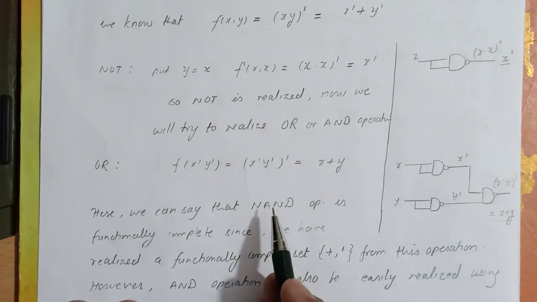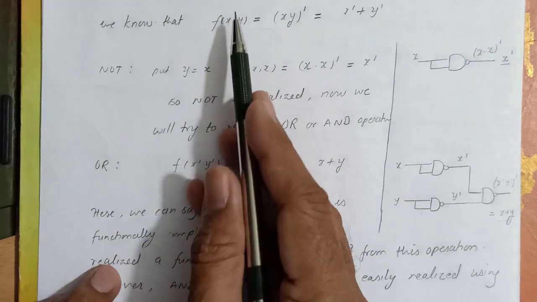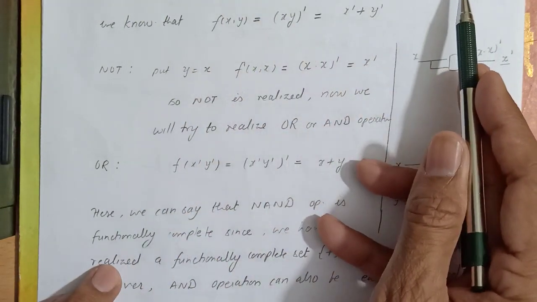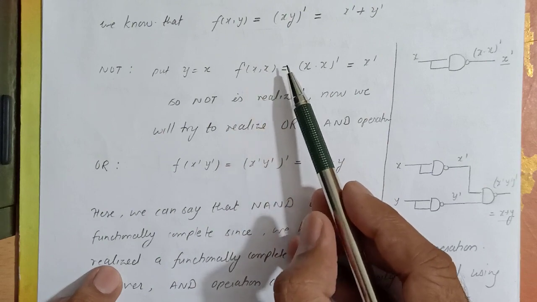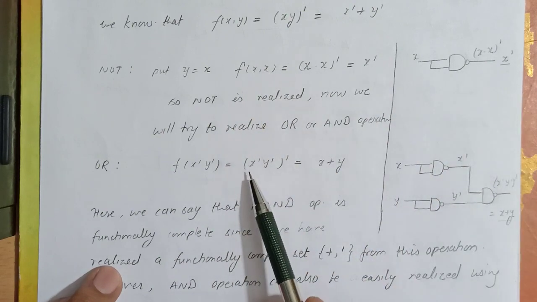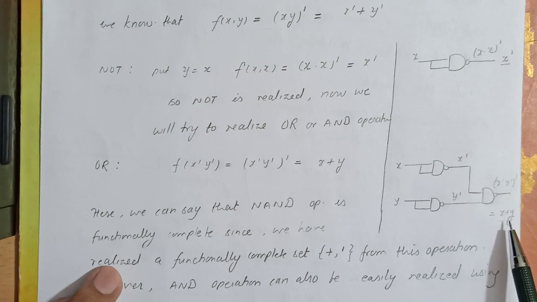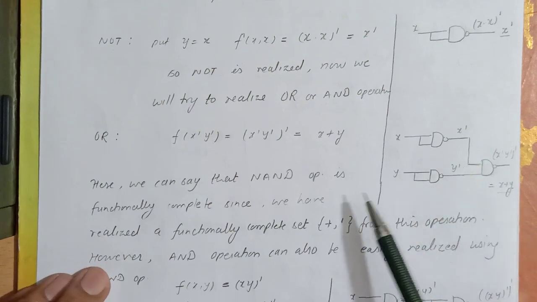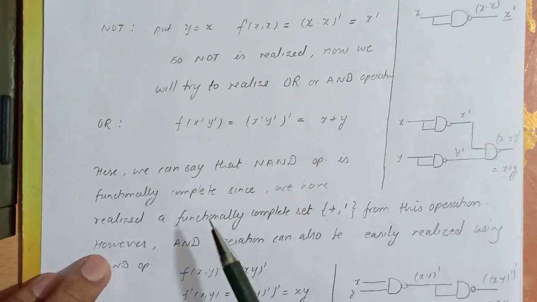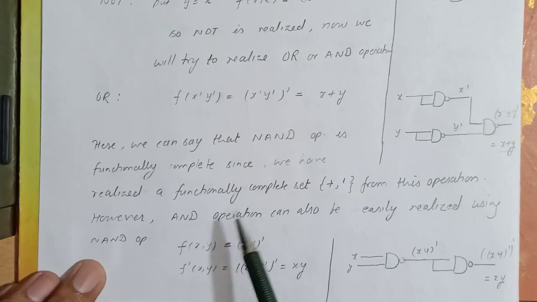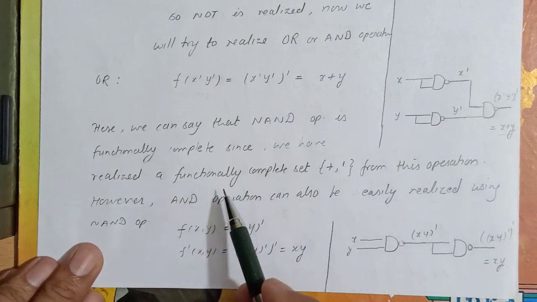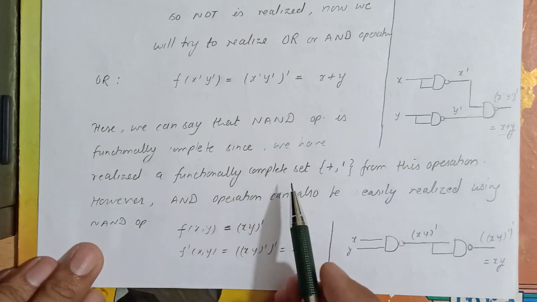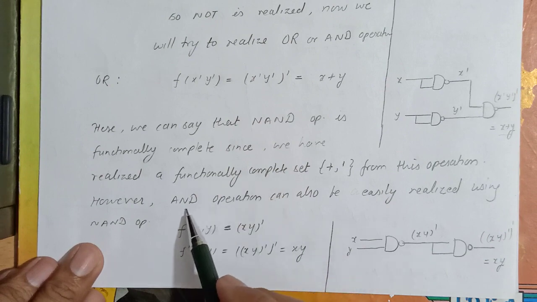So here we can conclude that NAND operation is functionally complete because it is able to provide NOT operation. It is also able to provide OR operation. Also we can derive the expression for the AND operation using NAND operation.